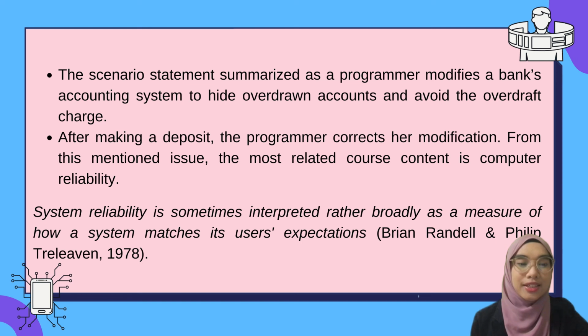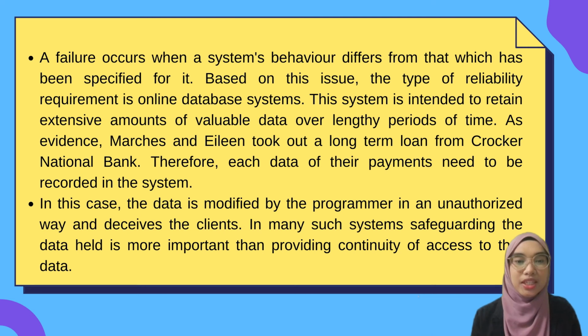According to Brian Randall and Philip Treleaven, 1978, system reliability is sometimes interpreted rather broadly as a measure of how well a system meets its users' expectations. Based on this issue, the type of reliability requirement is online database systems. This system is intended to retain extensive amounts of valuable data over lengthy periods of time.